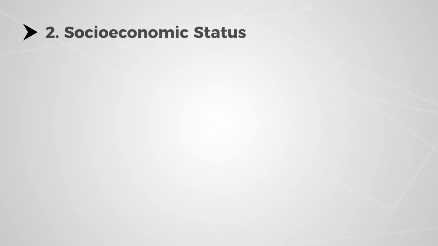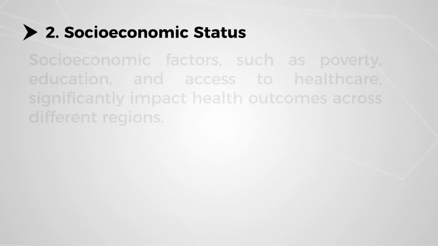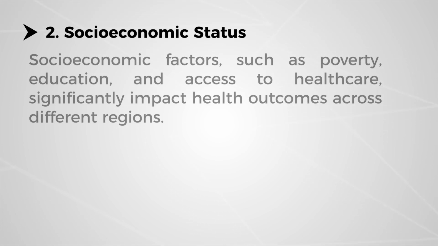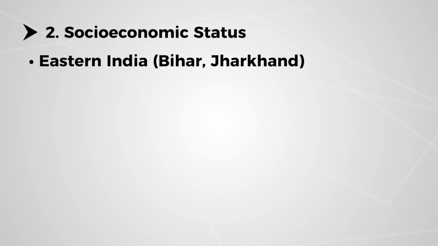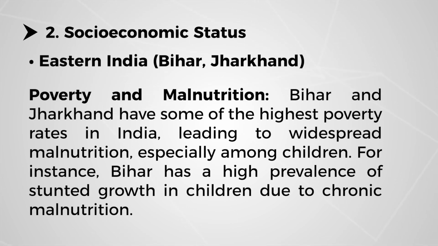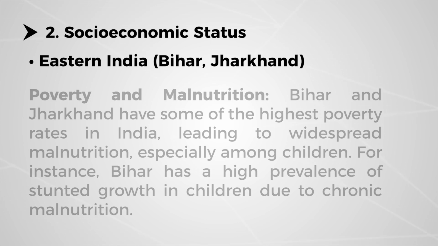And then we have socio-economic status. Socio-economic factors such as poverty, education and access to health care significantly impact health outcomes across different regions. Let us take the example of eastern India. For example, Bihar and Jharkhand: poverty and malnutrition. Bihar and Jharkhand have some of the highest poverty rates in India, leading to widespread malnutrition, especially among children. For instance, Bihar has a high prevalence of stunted growth in children due to chronic malnutrition.